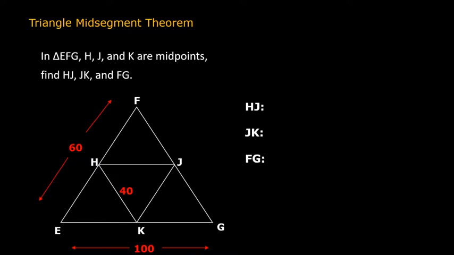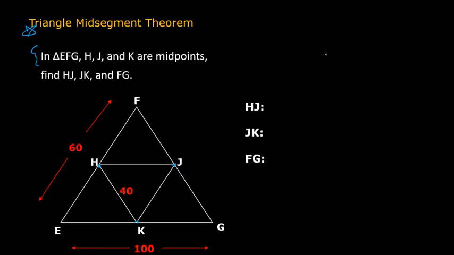So here we just have another variation on using the triangle midsegment theorem to find measures of different pieces of the triangle. Okay. So I'm told that I've got these midpoints H, J, and K. And I'm asked to find a few different line segments. Now remember, when we're looking at triangles, it is important that they tell us this information so that we know whether or not we can apply the triangle midsegment theorem.